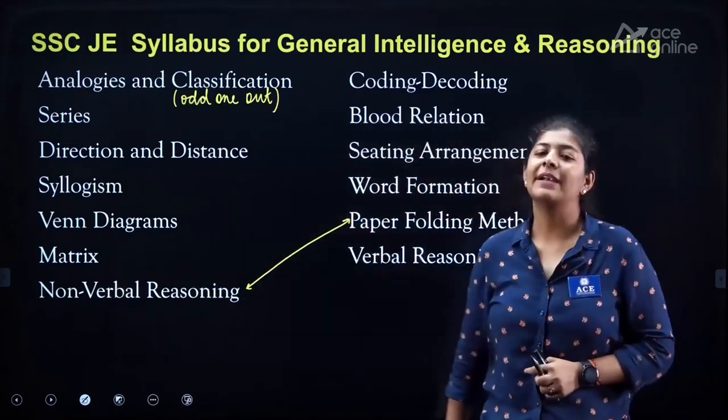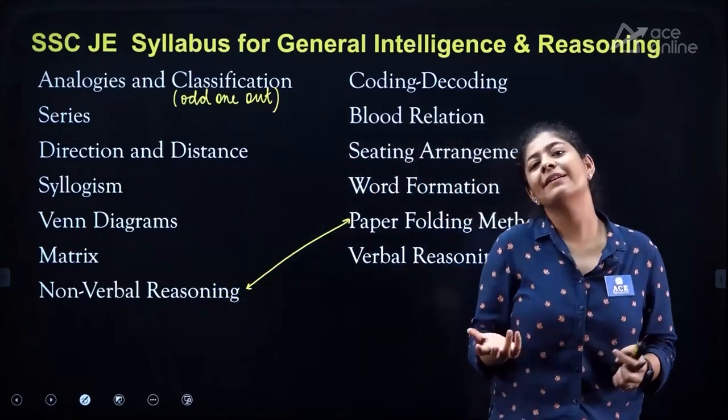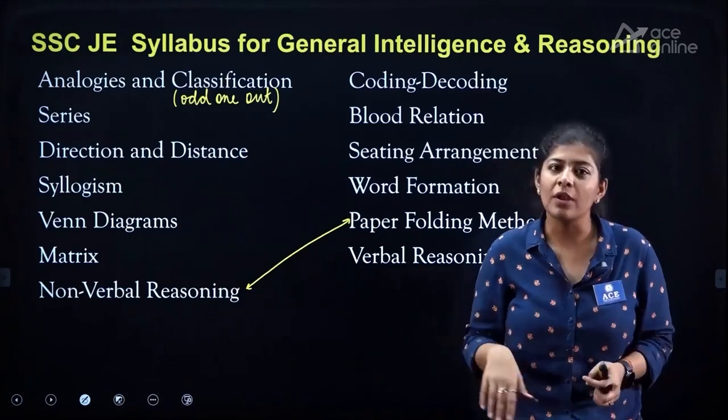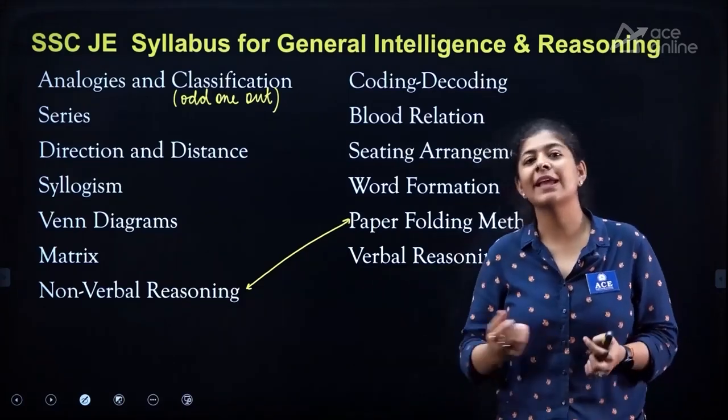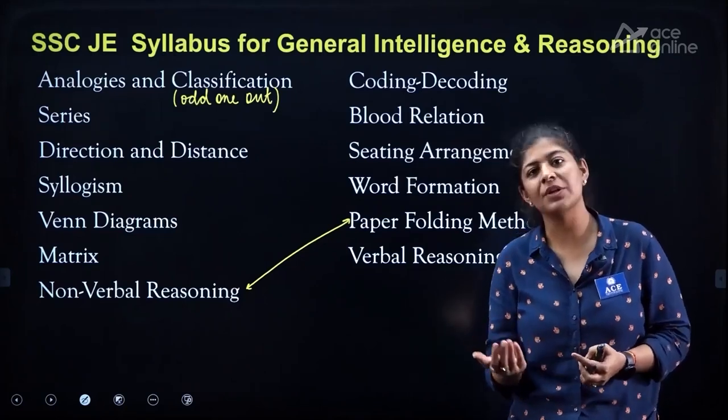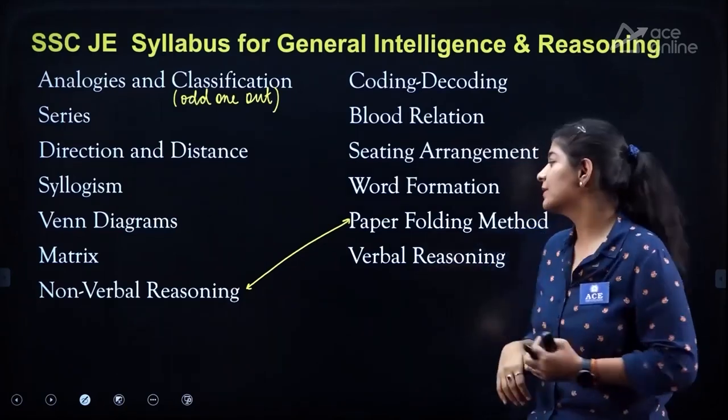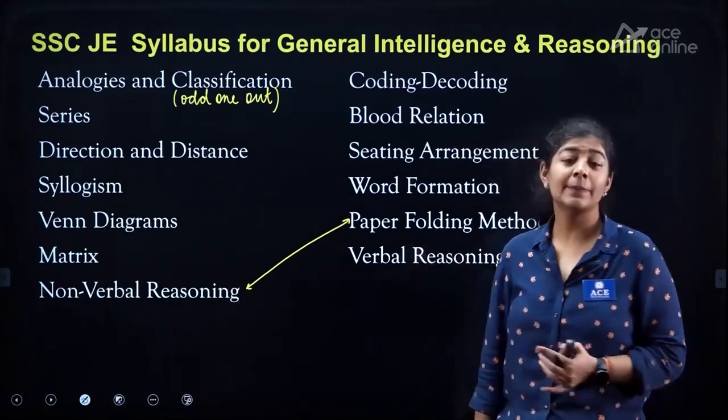There are few categories of analogies, series, and classification also present in non-verbal reasoning, right? The next one is matrix. As we all know, in a matrix we have few rows and columns, and we need to identify a few words with the help of applying some operation on the rows and the columns, right?